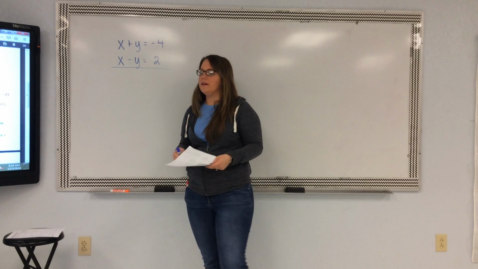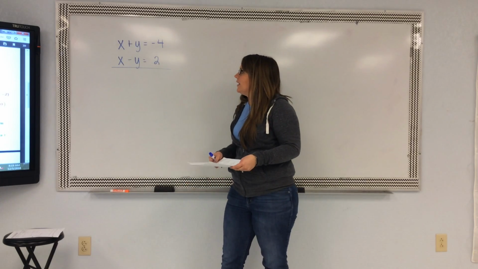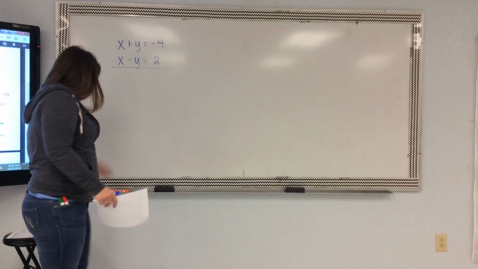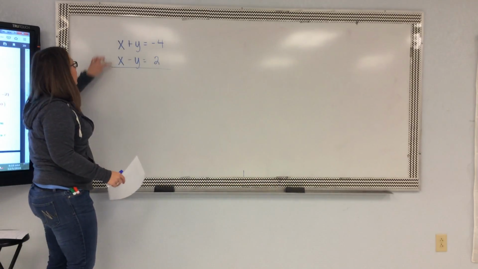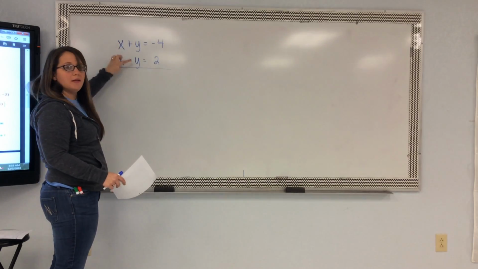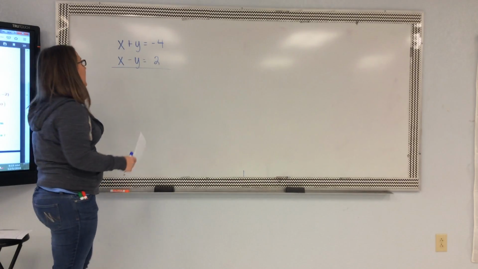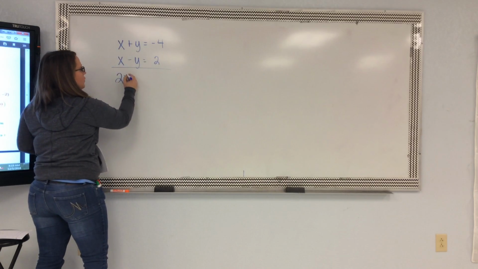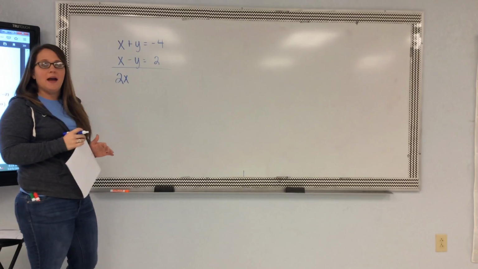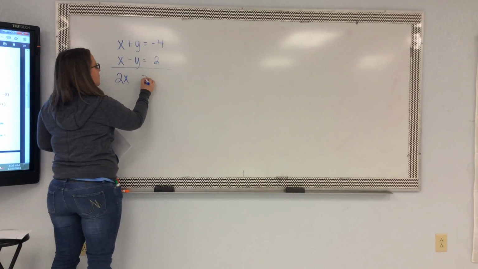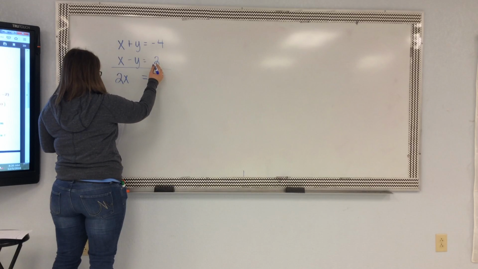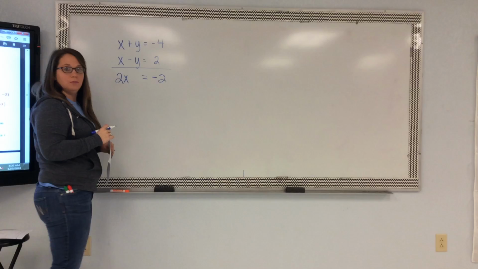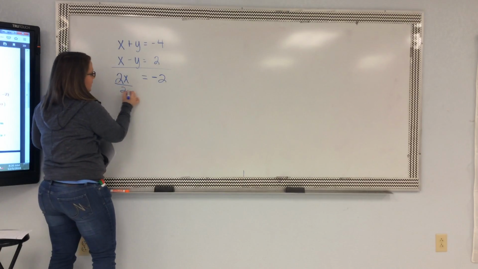Starting with number 1 on the front, we have x plus y is equal to -4, and x minus y is equal to 2. I can just combine these together because the y's will cancel out. Since one's a positive and one's a negative, the y's will cancel out. So combining together, I have an x and an x, so that gives me 2x. Positive y minus y goes away, so is equal to -4 plus 2 gives me a -2. Okay, so I'm going to divide both sides by 2.